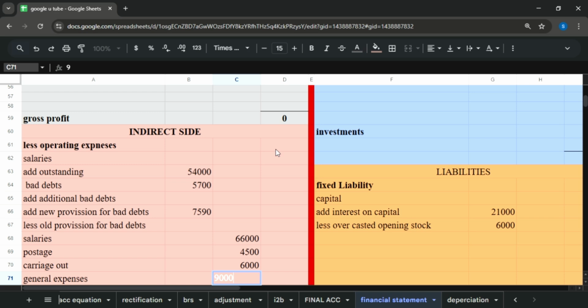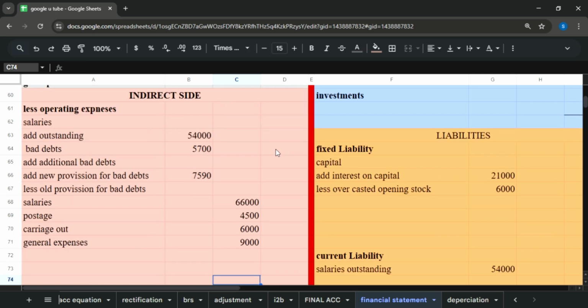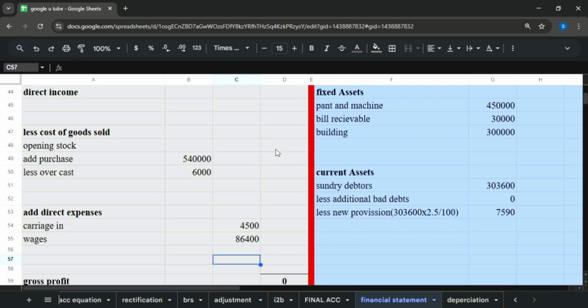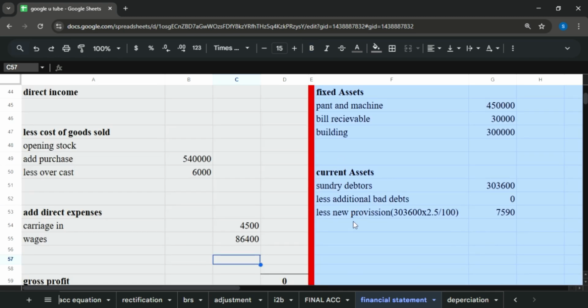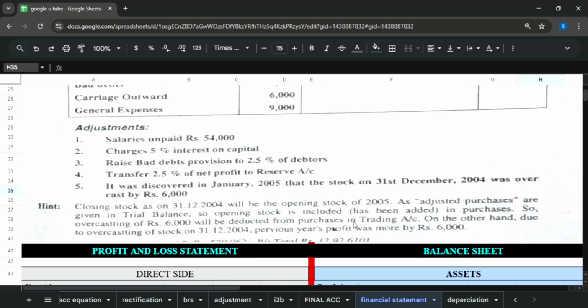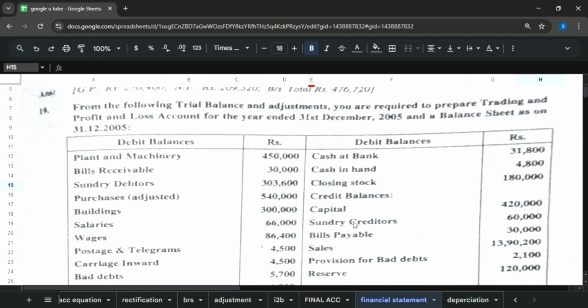Write down 9000. In this way our left side is completed. There are a few amounts present on the right side as well related to debit balances. First is cash at bank, which is your current asset. Cash at bank amount is 31800.